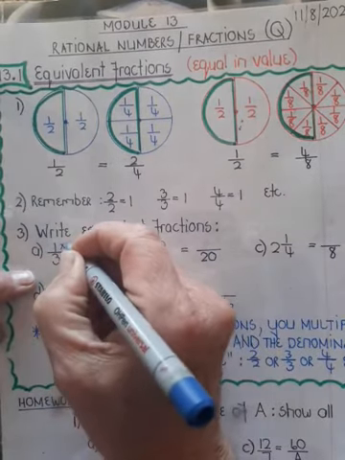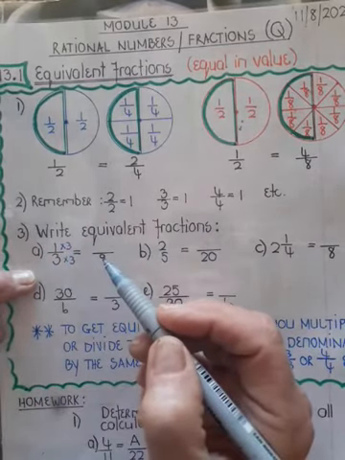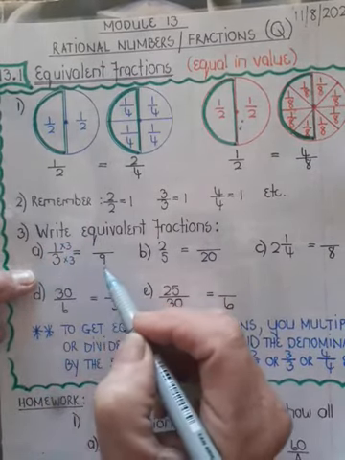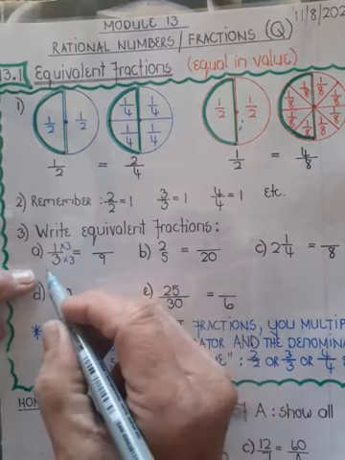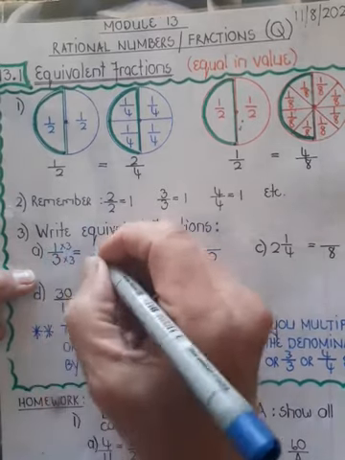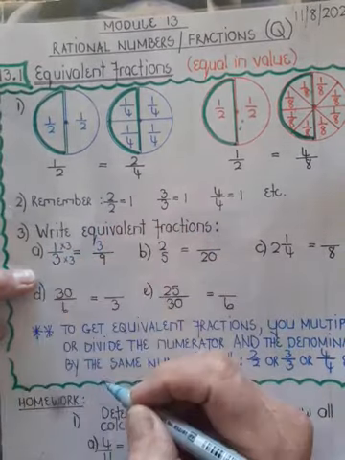Then I must do exactly the same at the top. 3 on 3 is the number 1, so this is not going to change in value. It's only going to get a new name. 3 times 3 is 9, and 1 times 3 gives me 3. 3 on 9 is the same as 1/3.